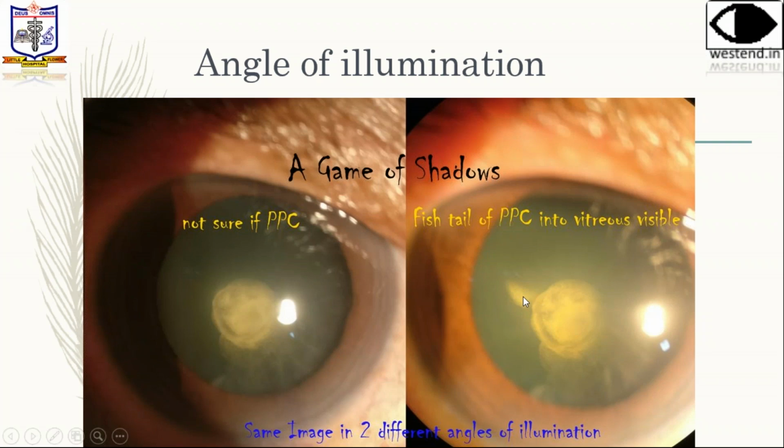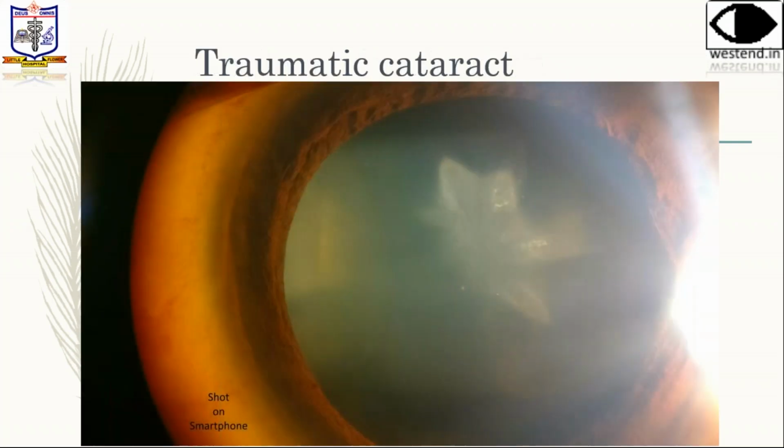So you need to take multiple photographs. You need to make sure that you get all the details, all the clues, so that you can diagnose the disease and better document the photographs. And this is a traumatic cataract where you can see a stellate cataract. This is a partial stellate cataract. In this photograph also, you can crop out the remaining part of the bright overexposed area.